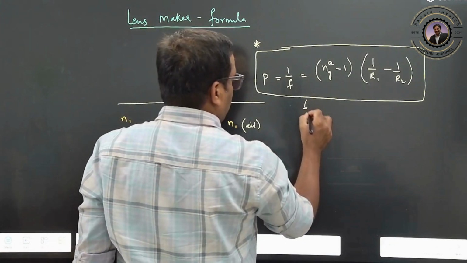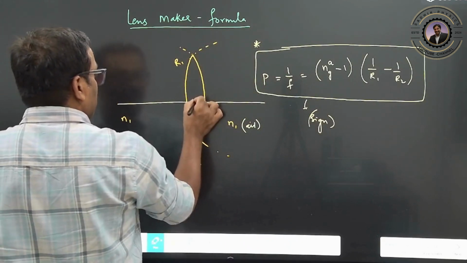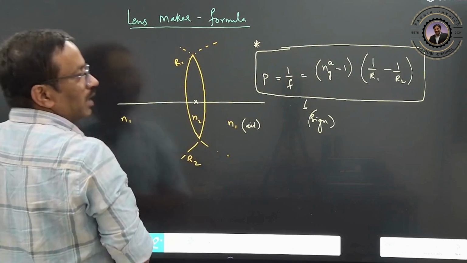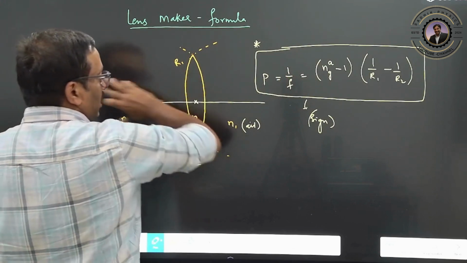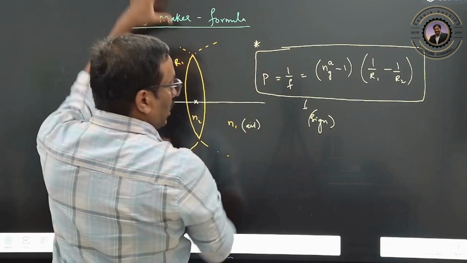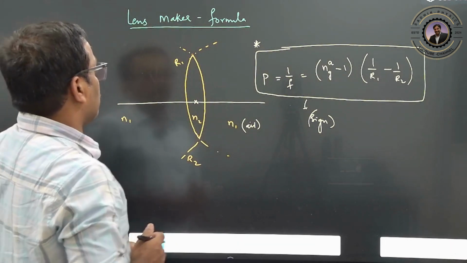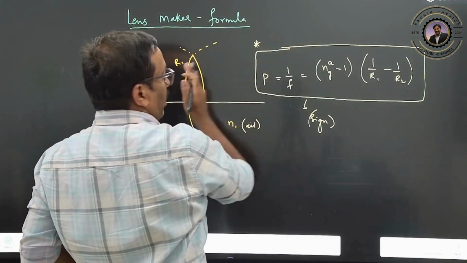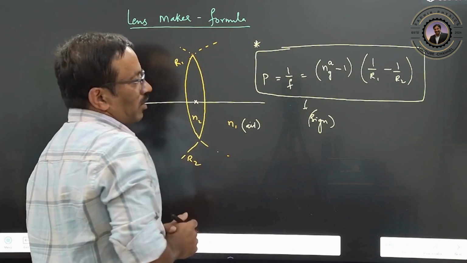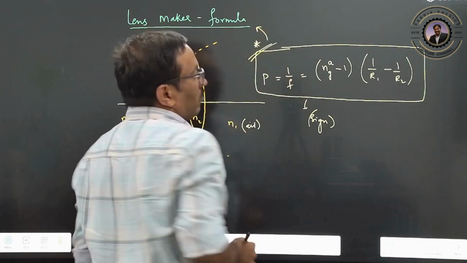To use this formula you have to follow the sign conventions. This is your optic center. This side distance is taken as positive and this side distance is taken as negative, because the light rays are coming from this side. If light rays are coming from this side, you take it as positive and the other side as negative. So R1 is to be taken as positive and R2 as negative. This is what we call the lens maker formula.